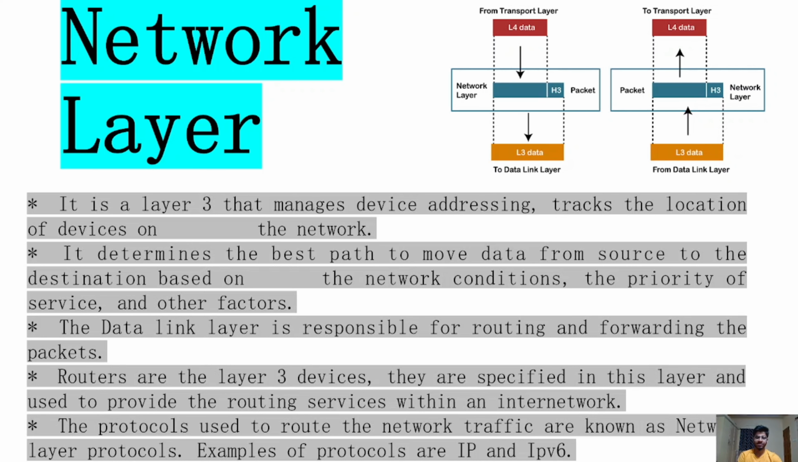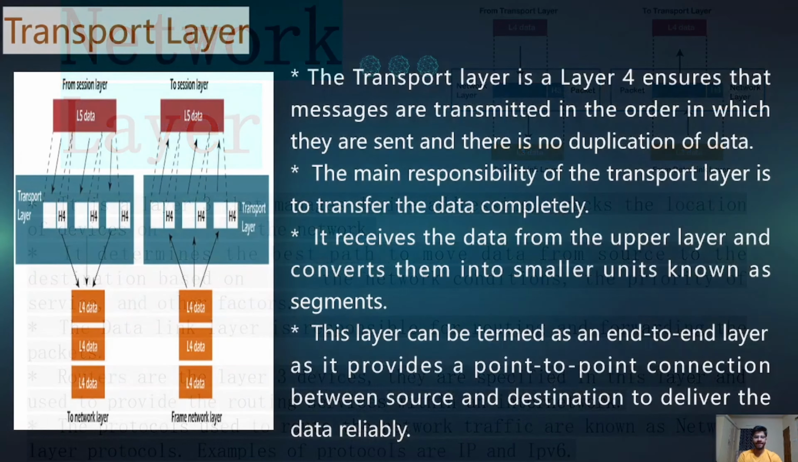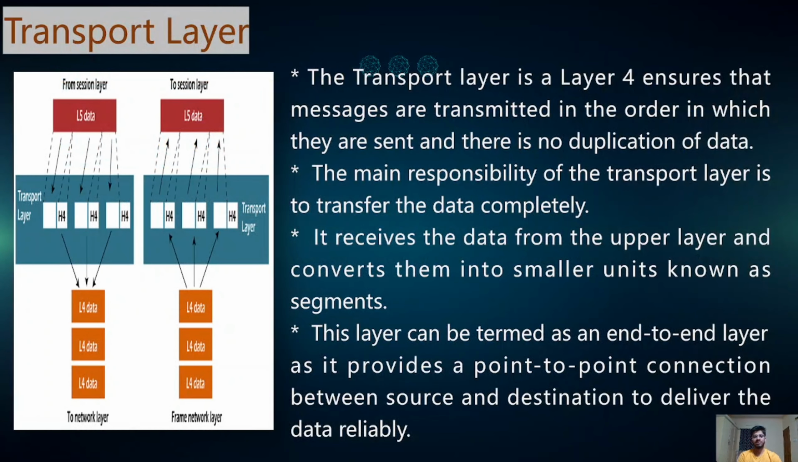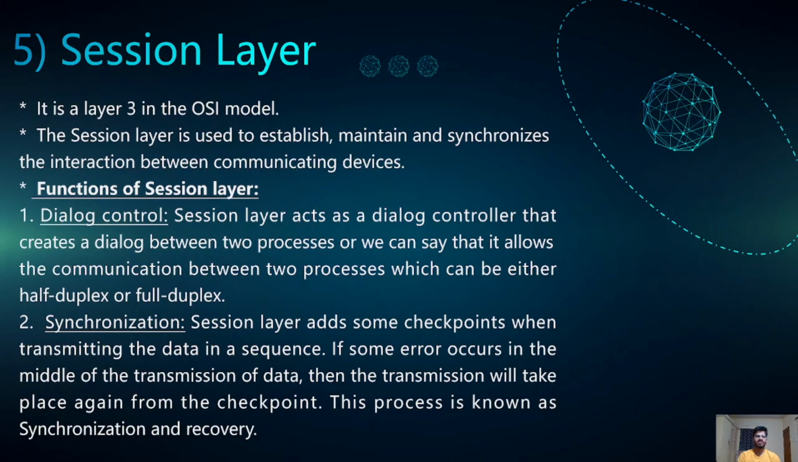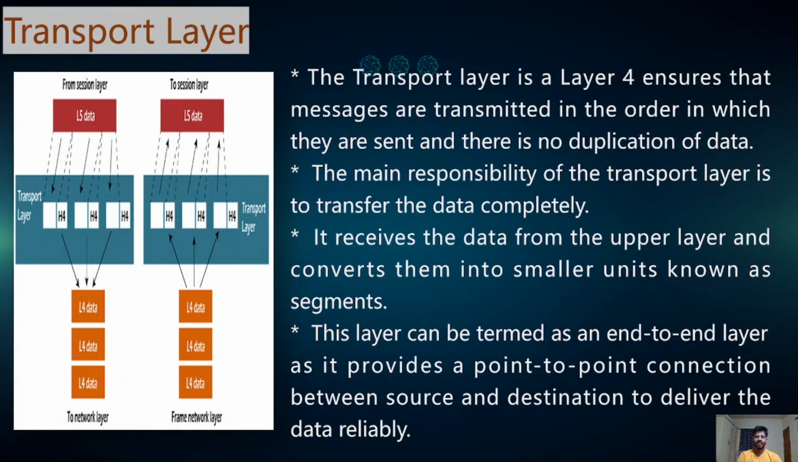Then we have the transport layer. It ensures messages are transmitted in the order in which they are sent, and that there is no duplication of data. The main responsibility is to transfer data completely. This layer can be termed an end-to-end layer, as it provides a point-to-point connection between source and destination to deliver the data reliably. So it can be the main layer of the entire model.